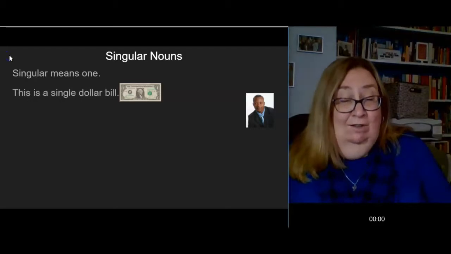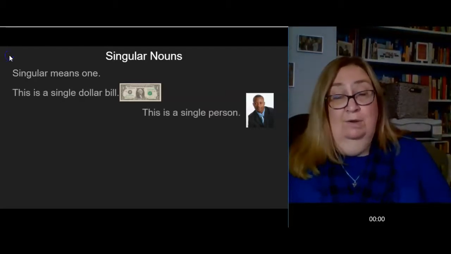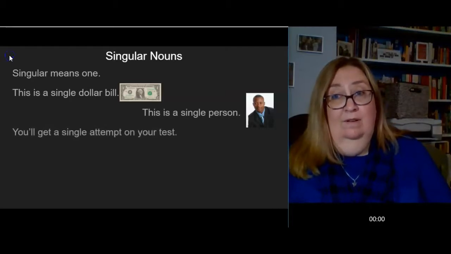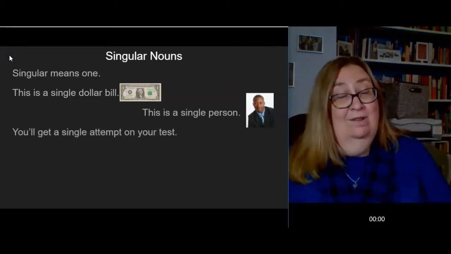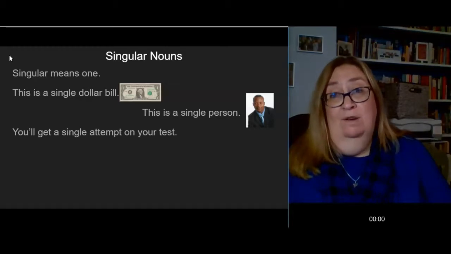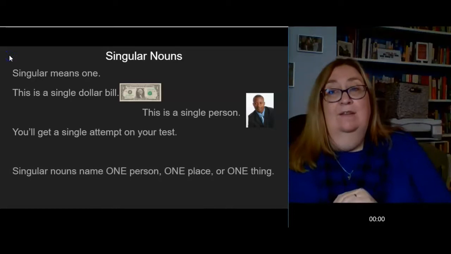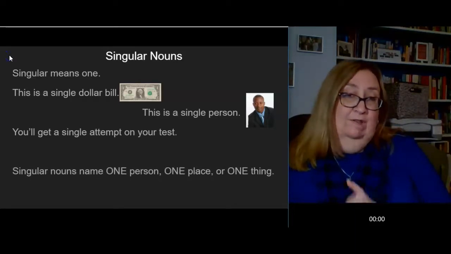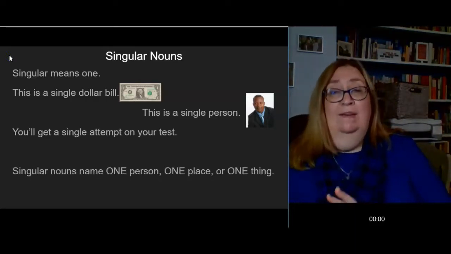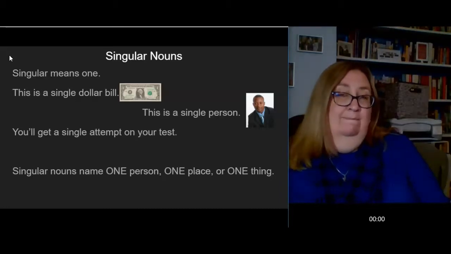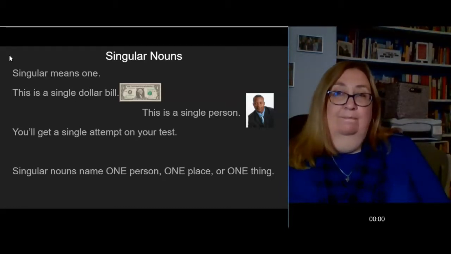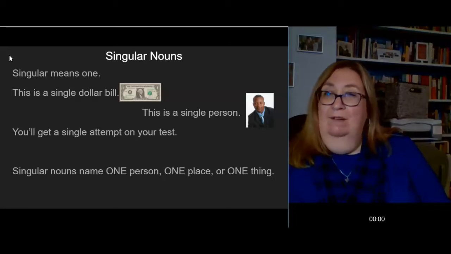So this is a single dollar bill. In this picture, you see a single person. You will get a single attempt on your test at the end of Parts of Speech Boot Camp. One try. So singular nouns name one person, one place, one thing. Okay, that's great. But what do we do when we have not just one of something?